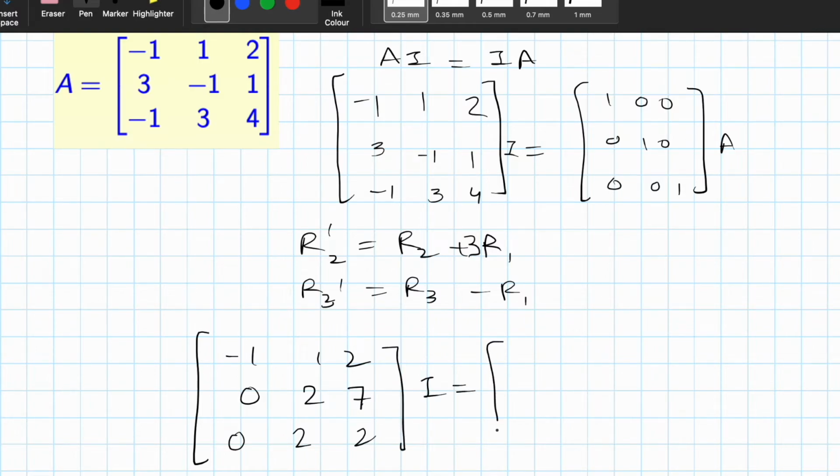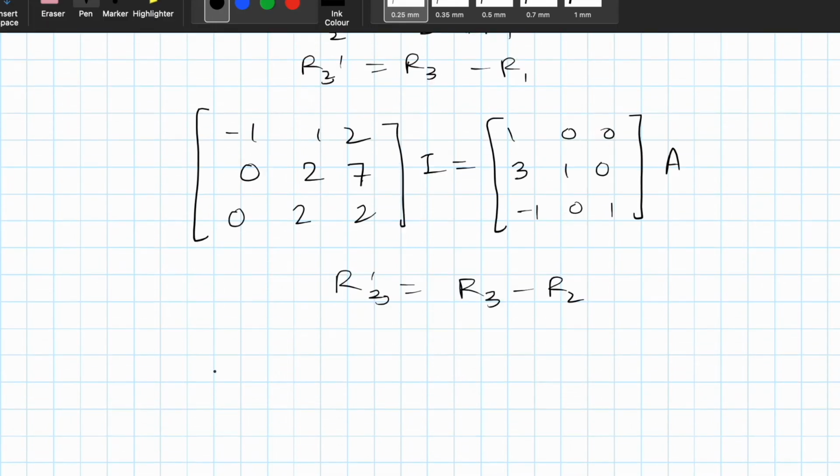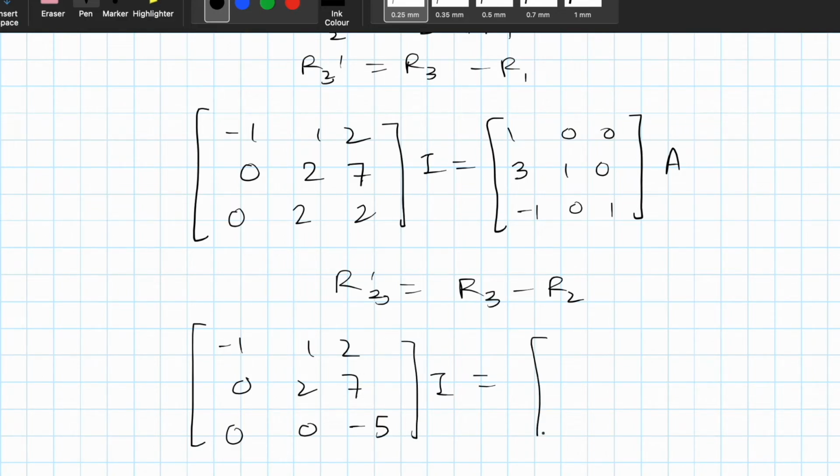So I equals, now we perform the same operation on the identity matrix. How does that work? So this becomes 3, this becomes 1, this becomes 0, this remains 1, 0, 0. We subtract it, so that's becoming minus 1, 0, and 1. Now what do we do? We perform the same thing on the second row. So we write row 3 dash as row 3 minus row 2. What will that do? That will help us again. Minus 1, 1, 2, 0, 2, 7, 0, 0, minus 5. I equals 1, 0, 0, 3, 1, 0, minus 4, minus 1, and 1.